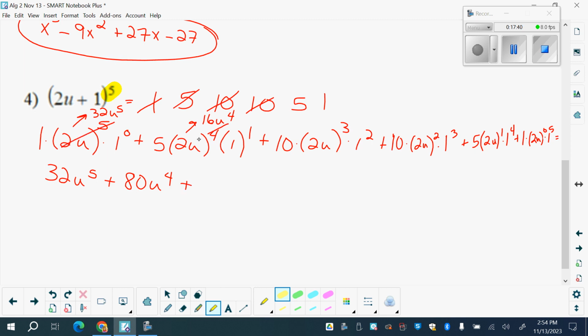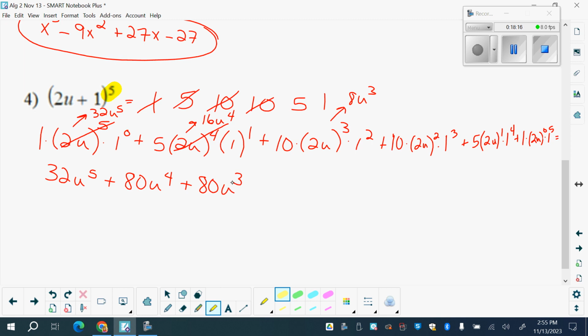We did this one, we did this one. What's 2u to the 3rd? 8. Hayden, what's 2u quantity to the 3rd? 8u to the... Because remember, you got to take the u to the 3rd also. So it's 8u to the 3rd. So that would be 80u to the 3rd, because 1 squared is 1.